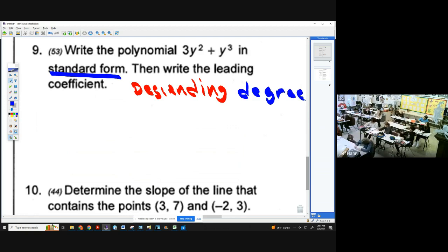It's in descending degrees. In other words, you start with the highest degree first. Since this is a y cubed, we always write that first. Y cubed will come in front of a y squared. So it would end up with y cubed plus 3y squared. It doesn't matter the numbers in front of the letters. You're only looking at the exponents. We always start with the highest exponent first and work our way down. Then after you do that, the leading coefficient in math is numbers.